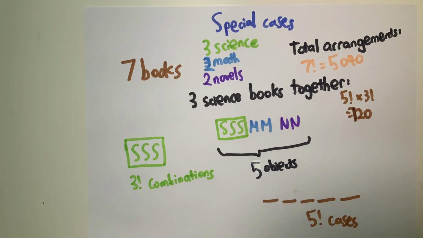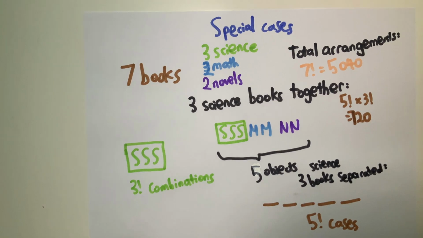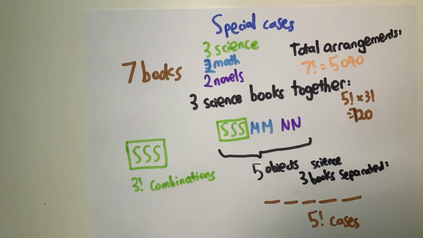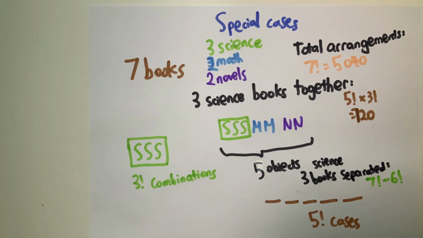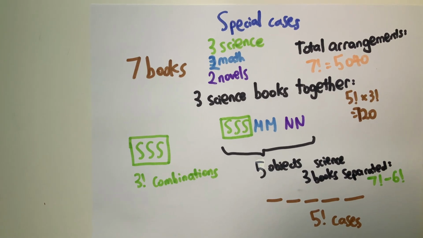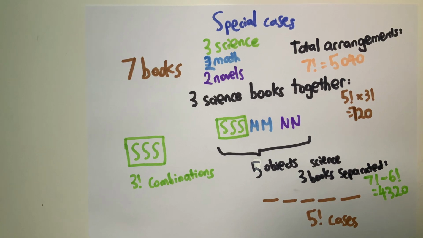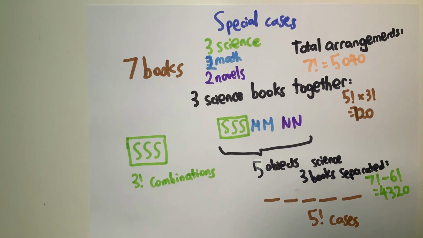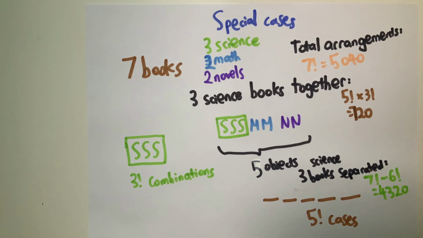Instead, what happens if the person wishes to keep the 3 science books separated? To find that answer, we merely have to subtract the number of arrangements with the 3 science books kept together from the total number of arrangements. In other words, we must subtract 6 factorial from 7 factorial, which is 4,320 possible arrangements.